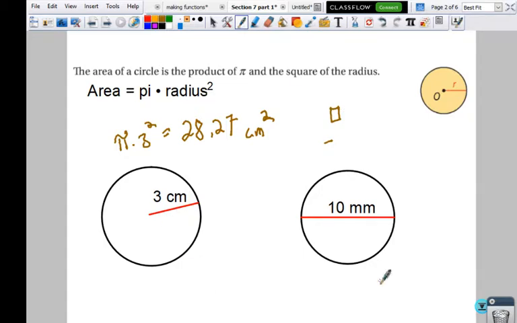All right, so on our second one, I have a diameter. Remember, diameter goes all the way across. So when I do this, I'm not going to do pi times 10 squared. I am going to need half of this. So it's 5. So it's going to be pi times 5 squared. And I'm just going to plug that into Desmos, put in a 5. And it's going to be 78.54. And this time it's going to be millimeters squared.